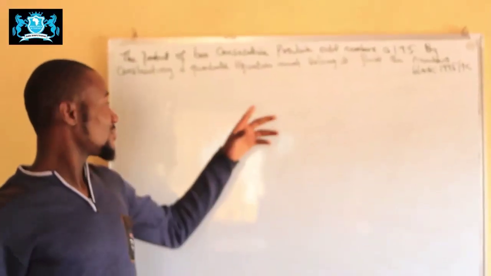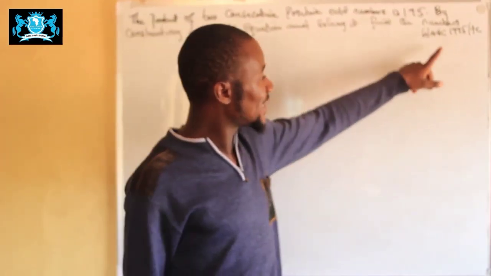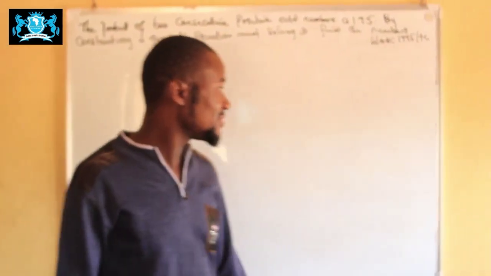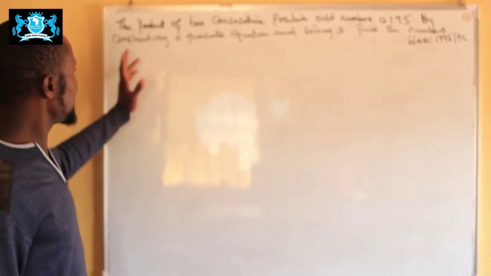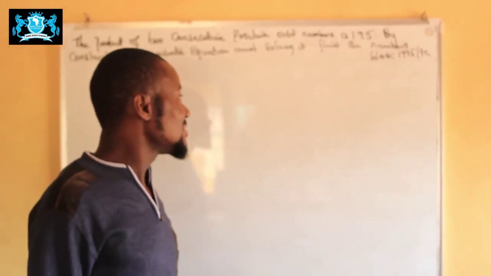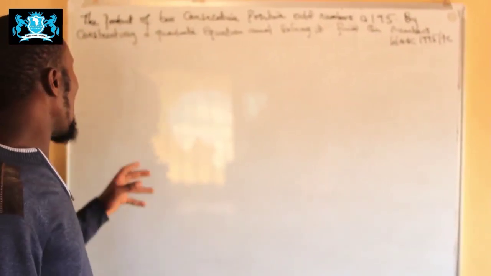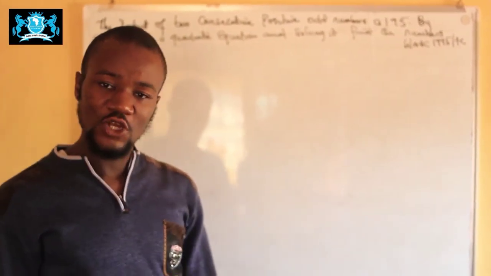Now this is a quadratic equation in the form of a word problem, taken from WAEC 1995 question 7c. That is the theory question. Now let's read it. The question says the product of two consecutive positive odd numbers is 195. By constructing a quadratic equation and solving it, find the numbers.